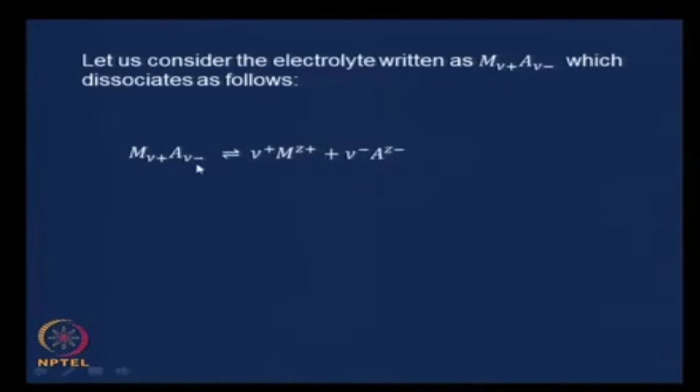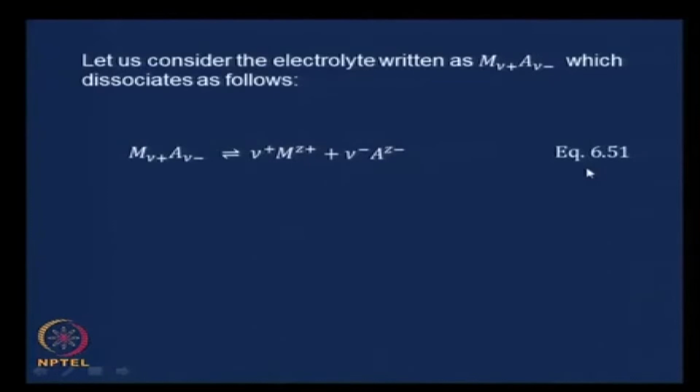So if you extend that to moles, we talked of molecules, and Avogadro number of molecules is a mole, and therefore 1 mole of M nu plus A nu minus gives you nu plus moles of Mz plus, the positively charged species in the electrolyte, and nu minus moles of the negatively charged species in the electrolyte. We will get a little more comfortable with this terminology in a little while, please wait till then. It is good to introduce it in a generic form here.